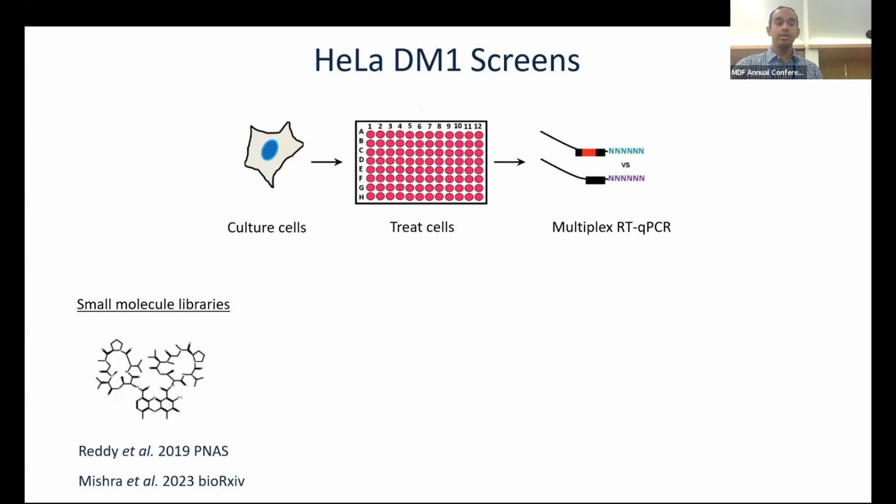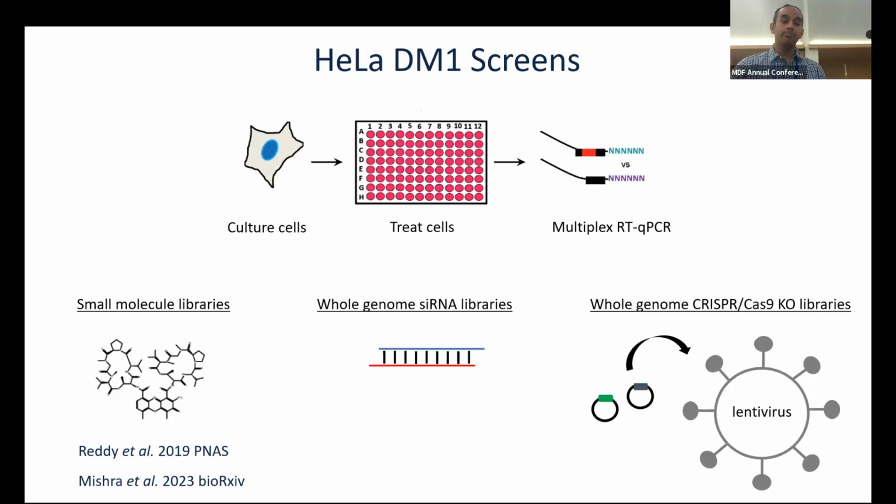And so while these small molecule screening projects are ongoing, it also occurred to us that we can perform genetic screens using these cell lines. And so this could be accomplished using siRNA libraries as well as CRISPR-Cas9 guide RNA libraries. And so here, in the same way, you can treat your HeLa DM1 cells and then identify genetic factors that, when modulated, give rise to modulating toxic RNA levels.